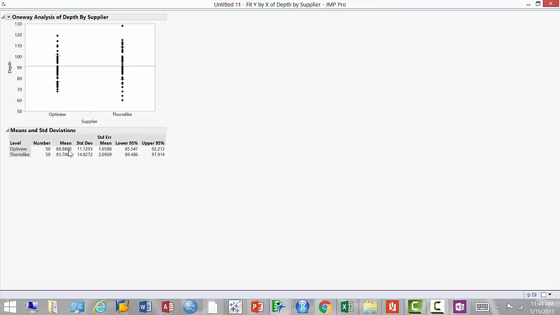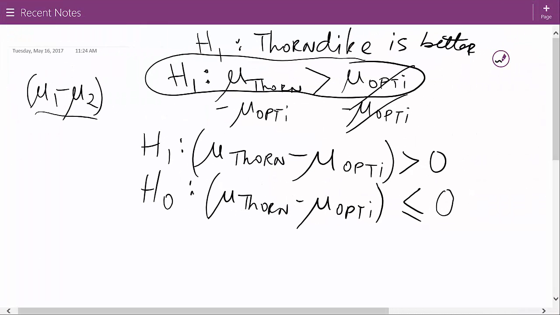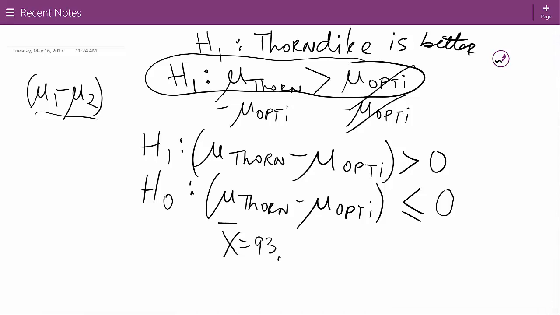Do I? The mean distance for the Thorndike where it started to let in the water was 93.7, correct? And for the OptiView it was 88.8. So therefore, here, let's go back to the notes. I'm going to say the mean for the Thorndike was 93 point, what was that, 7?